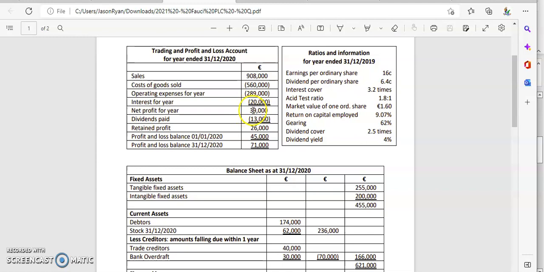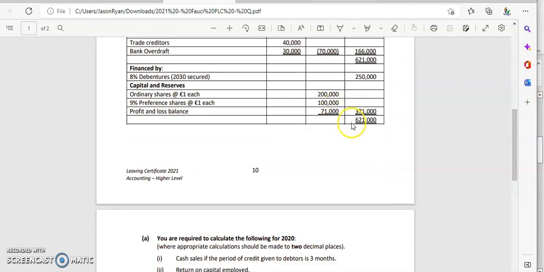So your net profit before your interest and tax, we're going to add the 20,000 back on to the 39,000. That's going to be your net profit before your interest that was paid off, which is 20,000. There's no tax in this question. So your capital employed then is 621,000.